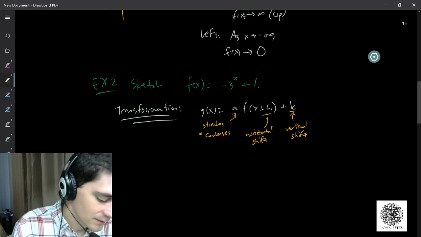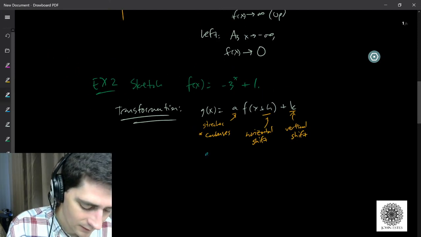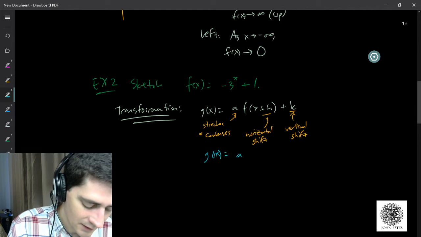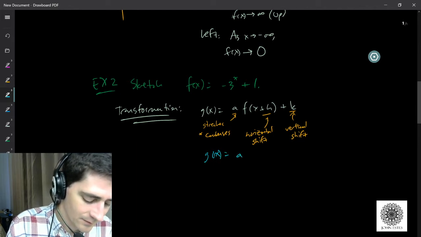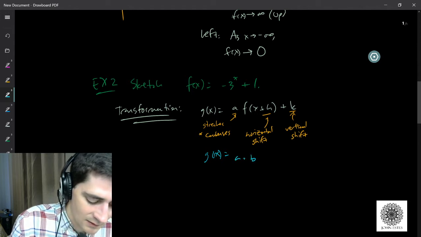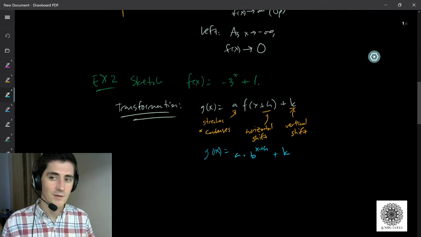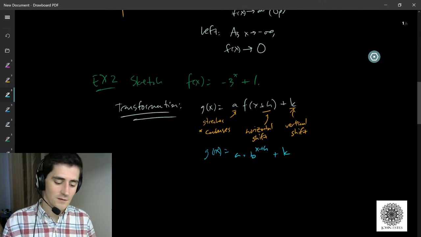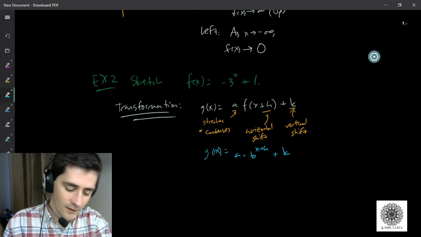All right, now in the case of exponentials, what does that look like? You would have a, and then you have b to the x plus h power, and then plus k. So your horizontal shift shows up in the exponent. The vertical shift shows up at the end.